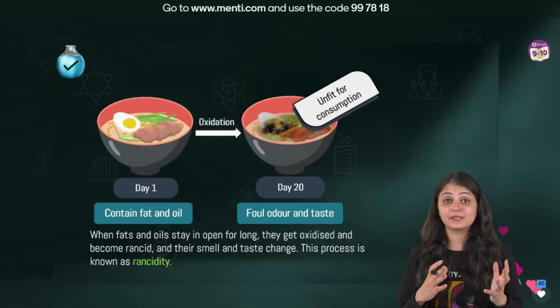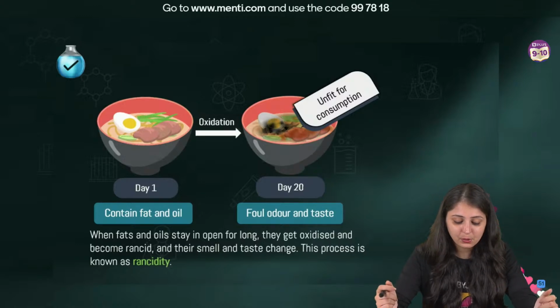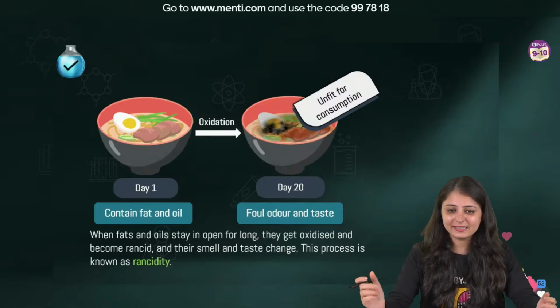Great, yes, it becomes unfit for consumption. So, some weird smell comes, some weird taste is there.